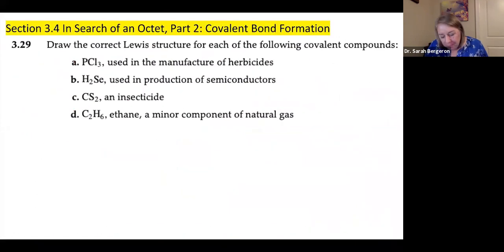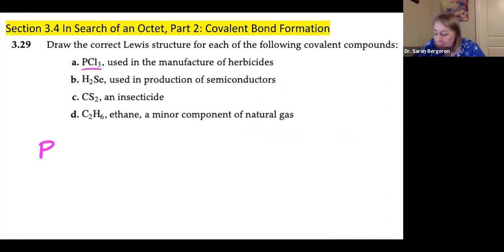Here we go. Okay. Draw the correct Lewis structure for each of the following compounds. I'm going to show you the book's way, and then I'm going to show you my way. I love my way so much more, but we'll do it, okay? So phosphorus, PCl3, that's the first thing we need to do.